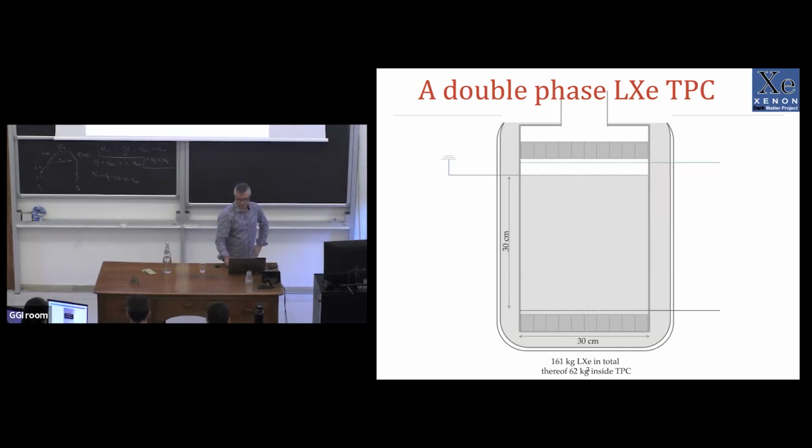There is a cathode at the bottom. So the cathode is inside the liquid phase, very close to the bottom of the detector, and the anode on top in the gas phase.